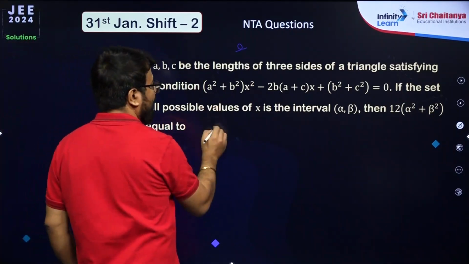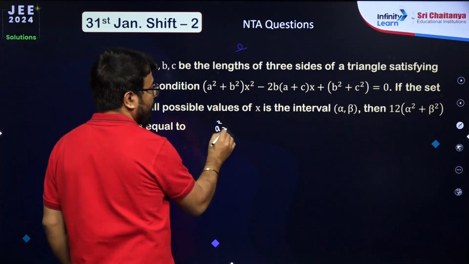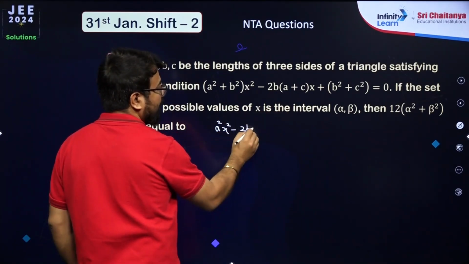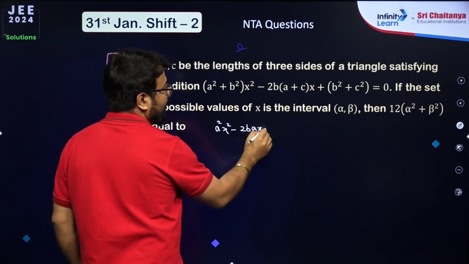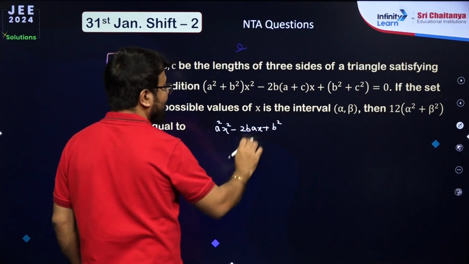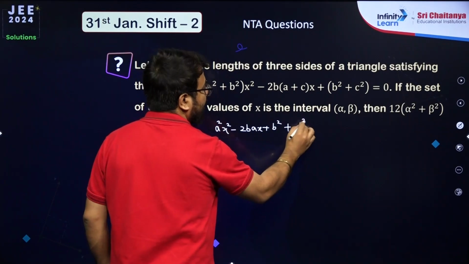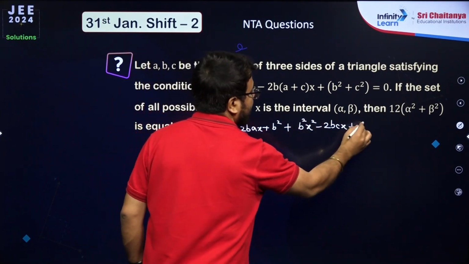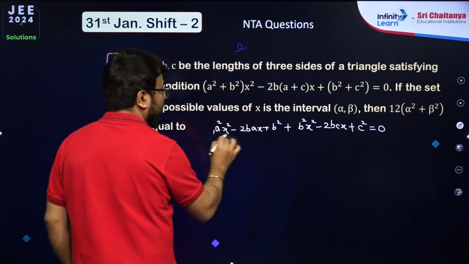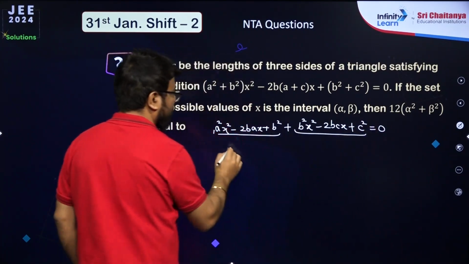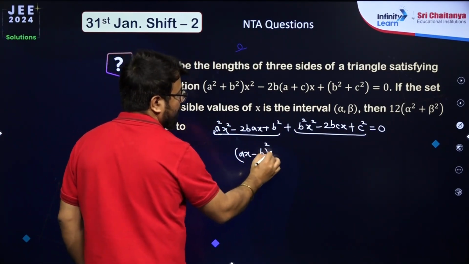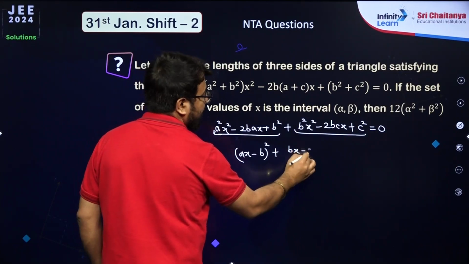So let us collect all the a square x square, and here it is minus 2bax, and then it will be b square. I am rearranging the terms. Then it will be b square x square, then minus 2bcx, and then it is c square. Combination of these 3 terms becomes (ax minus b) whole square. It becomes (bx minus c) whole square.